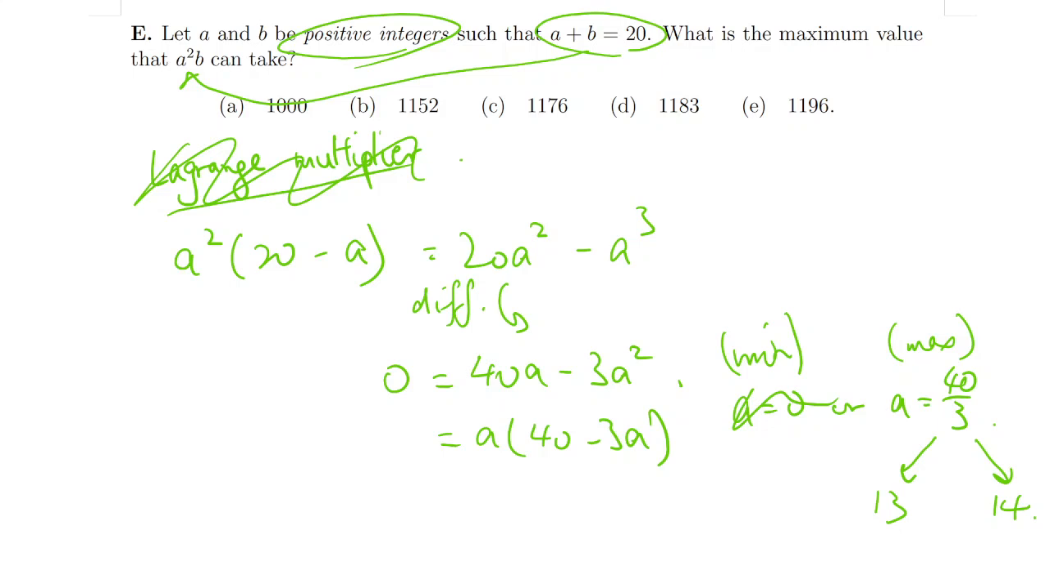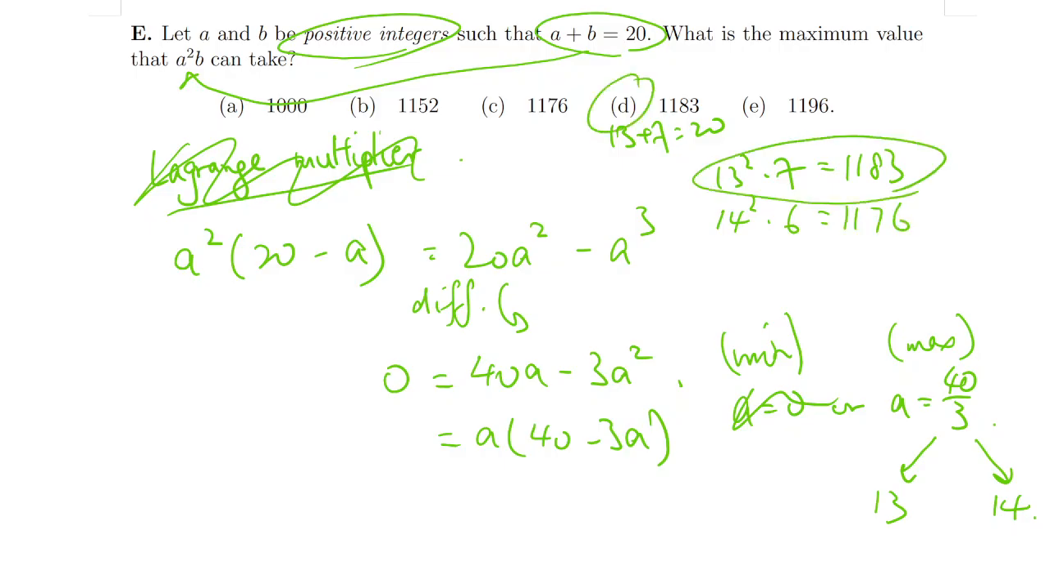Okay, so let's see 13. What happens if I take 13? Well, 13 plus 7 equals 20. So 13 squared times 7. You would do that by hand in the exam, which is not too hard, but I'm going to use a calculator and cheat, because this is not very important. So this is 1183. Then you check 14 as well: 14 squared times 6 this time. I'm sure you can all do this quicker than my calculator, which gives 1176. So 1183 is bigger, so we take D as our answer.